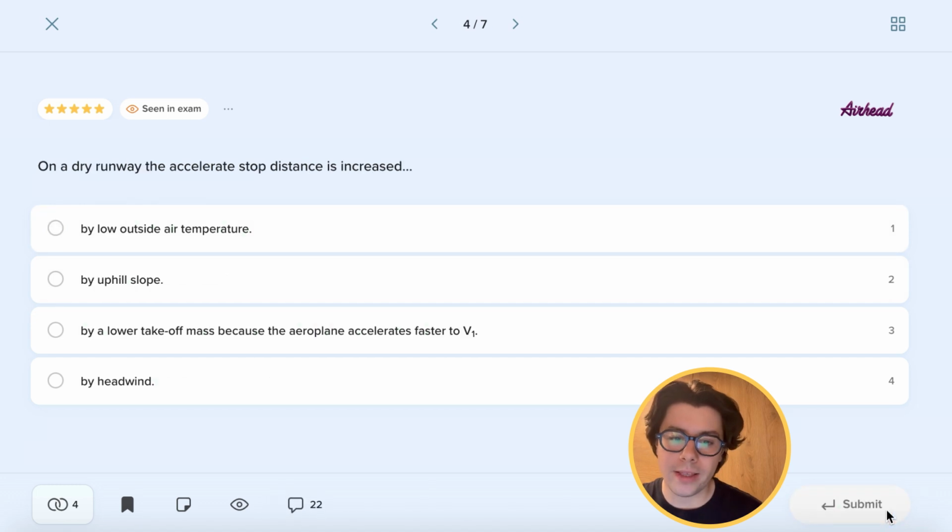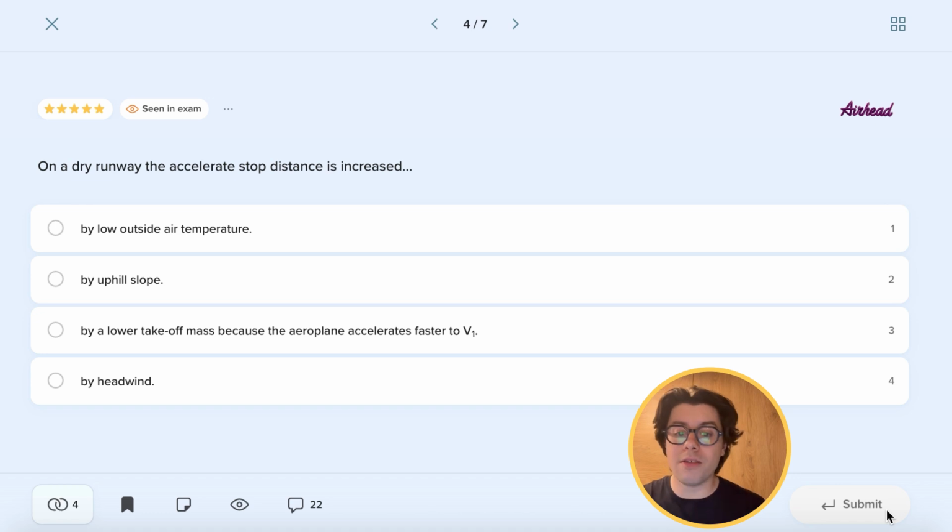On a dry runway, the accelerate stop distance is increased. Now the question is when? So for these cases, also remember that there are two different definitions that people often confuse in questions like this, which is your accelerate stop distance available and your accelerate stop distance required.